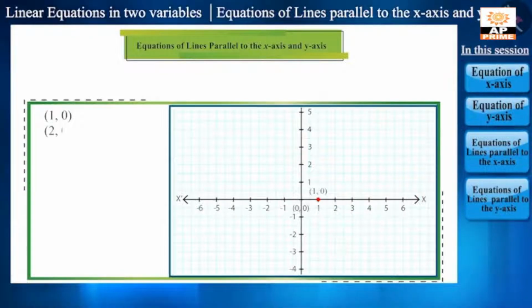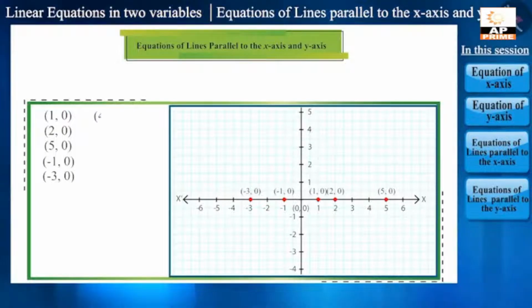Where will the point (2, 0) lie? This will also be on the x-axis. Similarly, (-1, 0) and (-3, 0) will all lie on the x-axis. Will the point (4, 3) also lie on the x-axis? No. And what about (-3, 2)? Even this point won't lie on the x-axis.